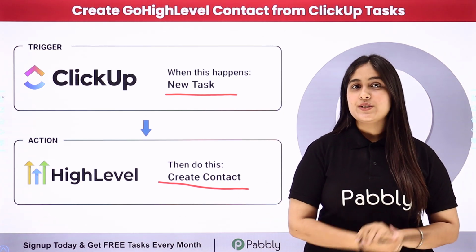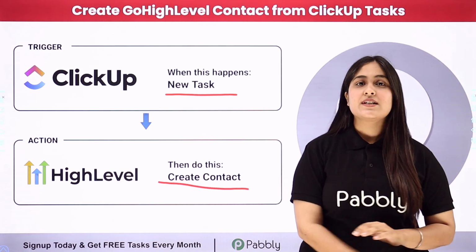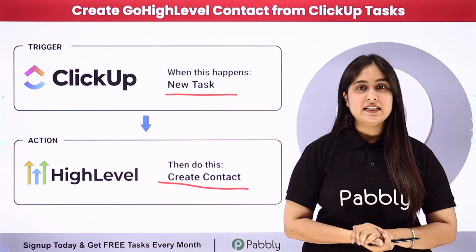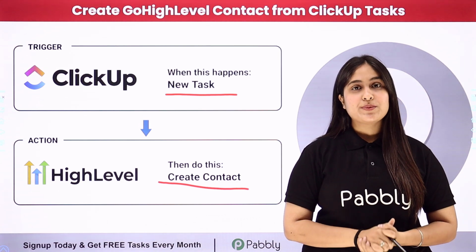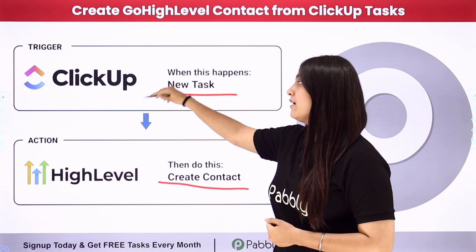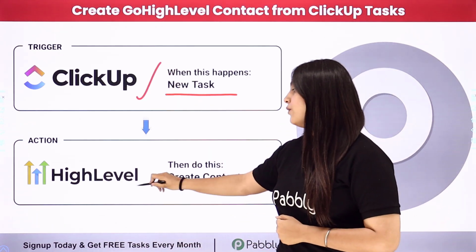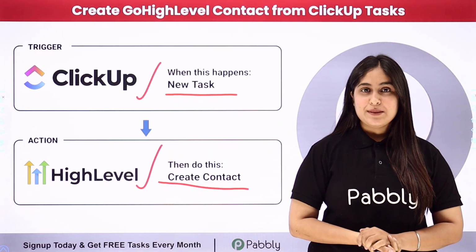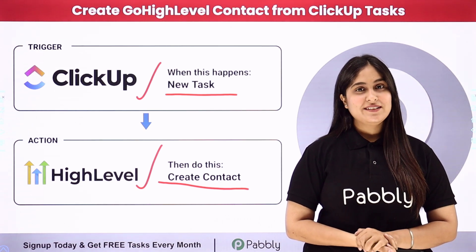To build this automation, I need to connect these applications using an automation software named Pabbly Connect. Pabbly Connect works on two principles, which are trigger and action. Our trigger application will be ClickUp and our action application will be GoHighLevel. To learn this process step by step, let me take you to my screen.